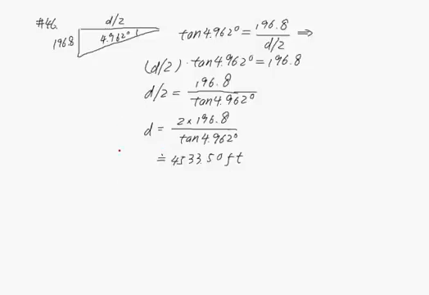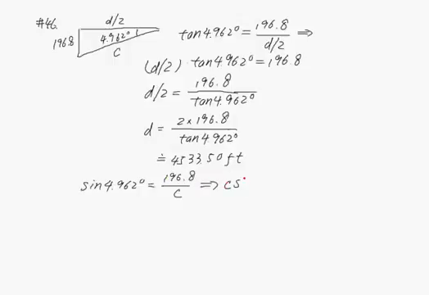To find the length of the tunnel, we need to find the length of this hypotenuse first. So we know in this right triangle, sine of 4.962 degrees is equal to opposite over the hypotenuse. So 196.8 divided by c. And then we multiply both sides by c.